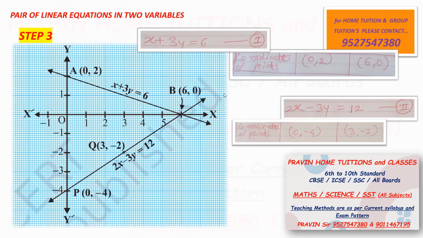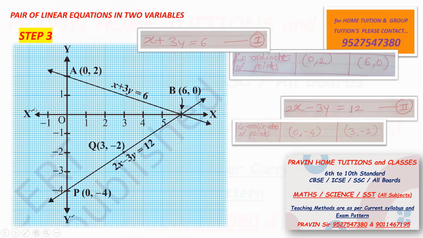Now plotting the graph. As you know, the graph of a linear equation is a line. So this equation has one line and this equation has another line, and to plot a line we need at least two points on that line. So this line is concerned with these two points, the first point and the second point.